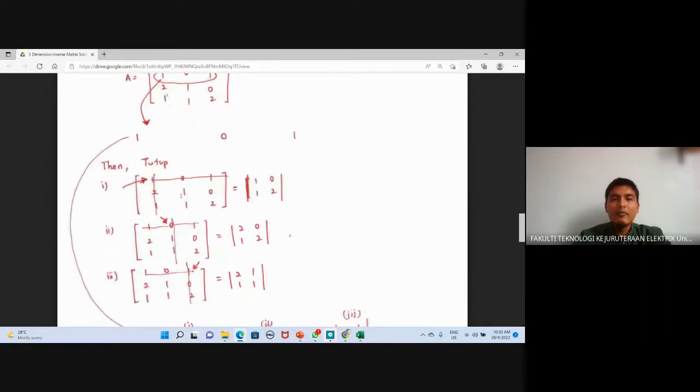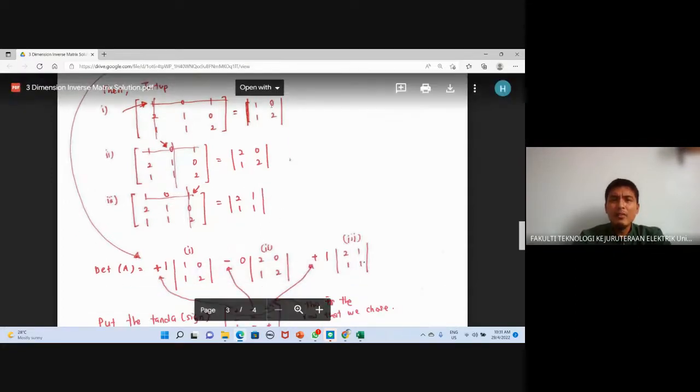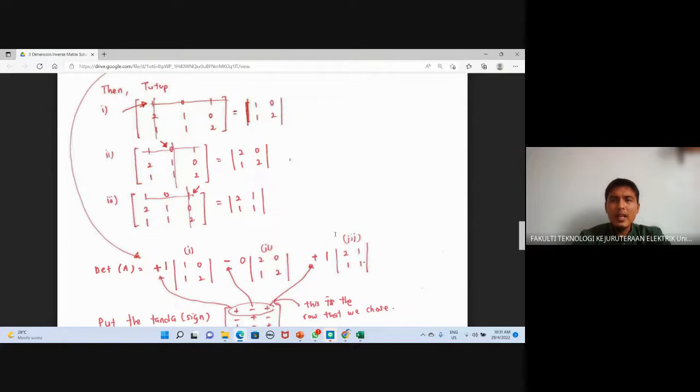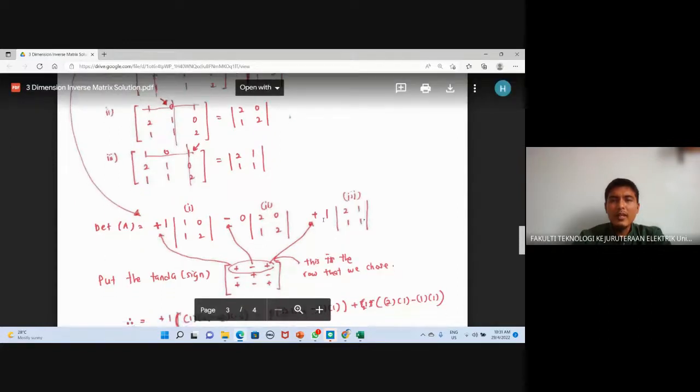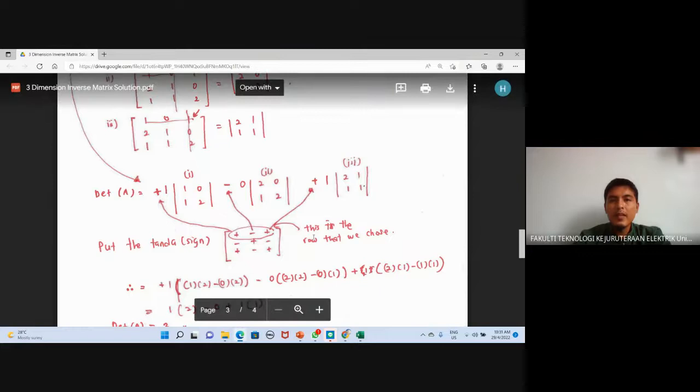1 0 1. And for sure, you need to close 1 first, and this is the remaining matrix. And then you close 0, this is the remaining matrix. And then you close 1, this is the remaining matrix. So 1 0 1 2, you put 1 0 1 2, 2 0 1 2, 2 1 1 1, and after that the 1 0 1, and after that put the signs. This is the row that we choose, so we need to put positive here, negative and positive.